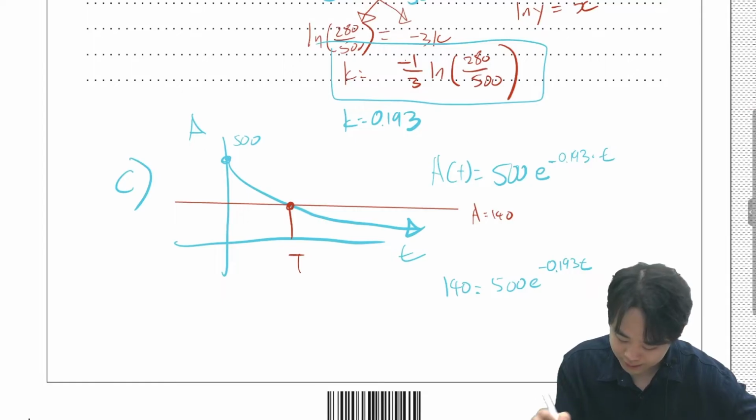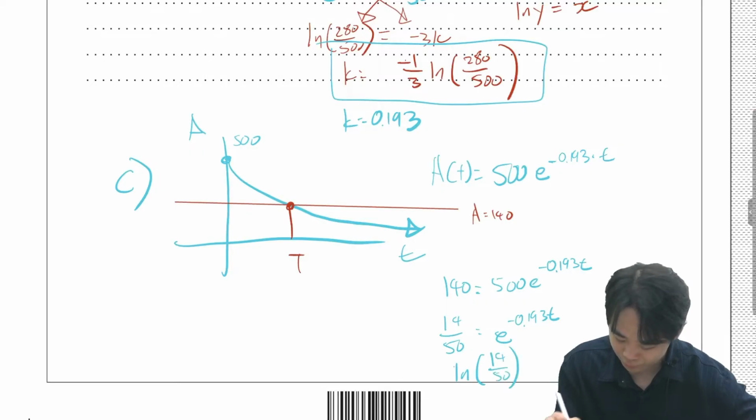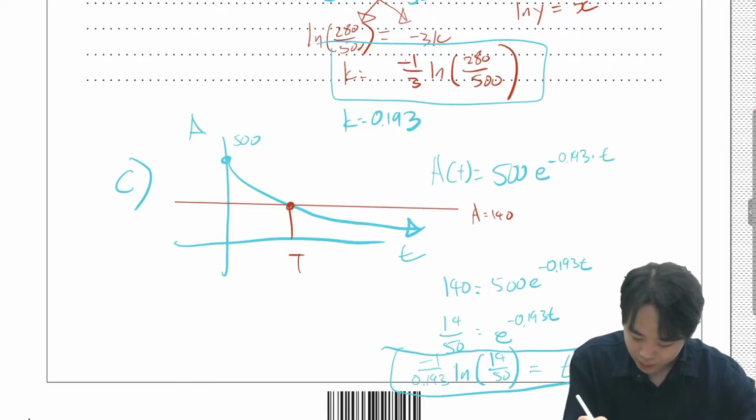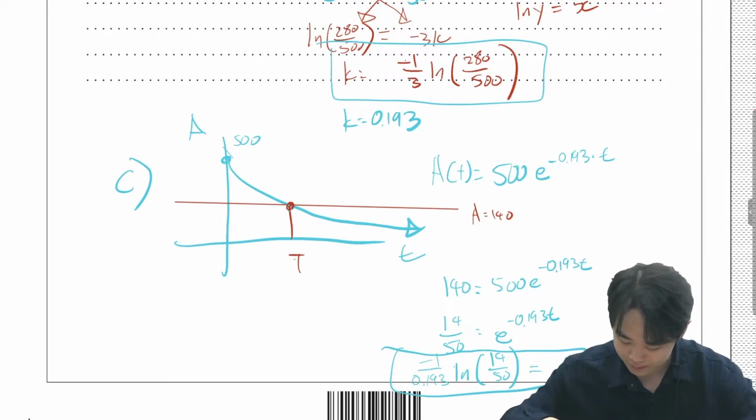So just like we did last time, we could just simplify this and solve for t. So we reserve using the calculator at the very end. So ln 14 over 50 instead of 140 over 500 is equal to t times negative 1 over 0.193. So you could solve for this right away, or you could plot these two graphs and find the intersect, right? So let's look at both methods.